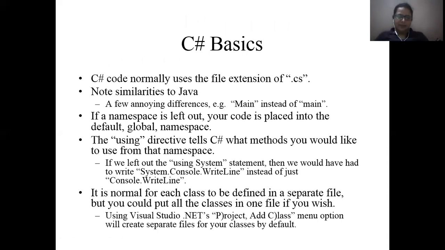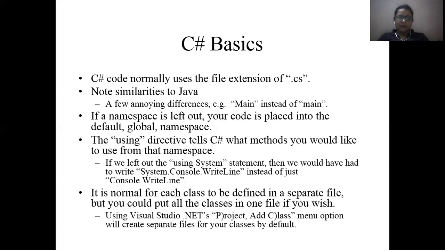Next, C Sharp basics. C Sharp code normally uses the file extension .cs. Note similarities to Java, with a few annoying differences. For example, Main instead of main. In C Sharp, we must write our Main function with the first letter always in capital, but in Java, we can use lowercase.